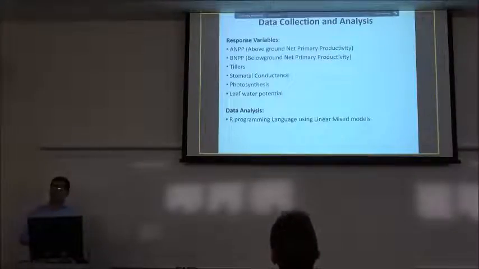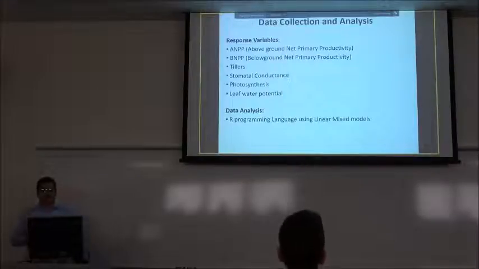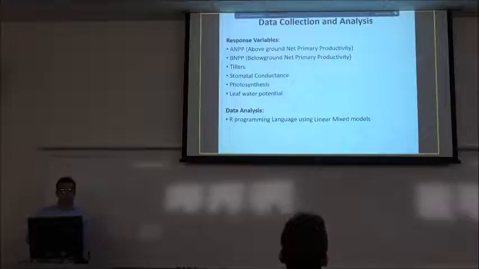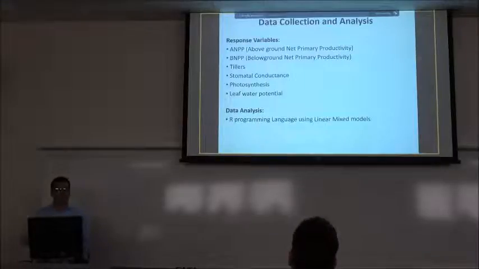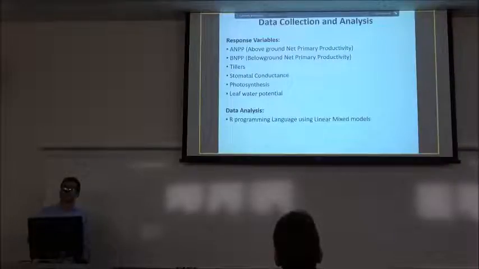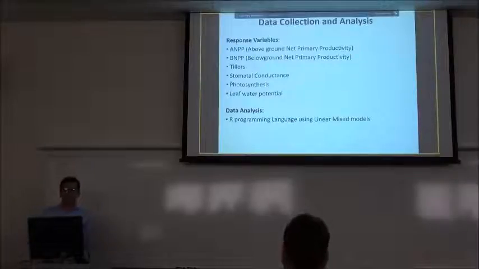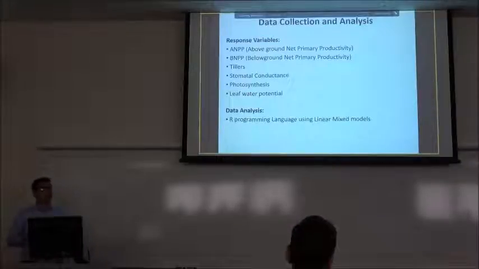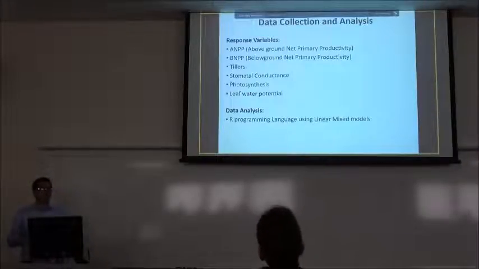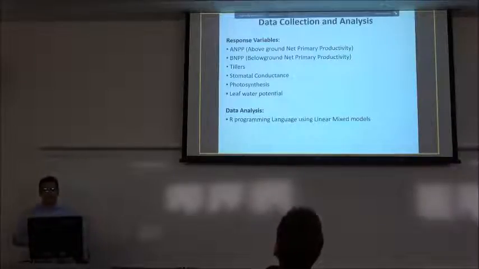So we will be using various response variables to measure the sensitiveness, resistance and resilience. They are the biomass, both below ground and above ground. We will be measuring the tillers, stomatal conductance, photosynthesis, as well as leaf water potential. Here, to quantify the resistance and resilience, we'll be looking at the biomass as well as gas exchange before, during, and after the drought event, as well as at the start and end of the growing season. And data analysis will be done in the R programming language using linear mixed models.